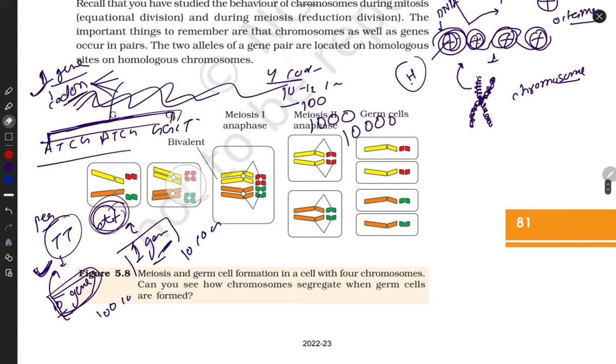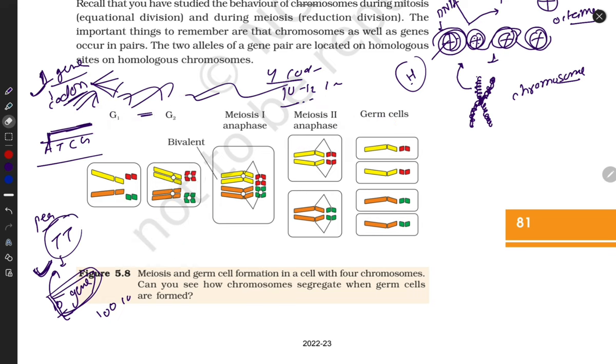Look at here. Let me erase, otherwise you can't identify. This is cell division. Look at here. G1 phase, G2 phase. Guys, in your 11th class, I think you are familiar with this. G1 phase, G2 phase, meiosis, meiosis second, and germ cell.